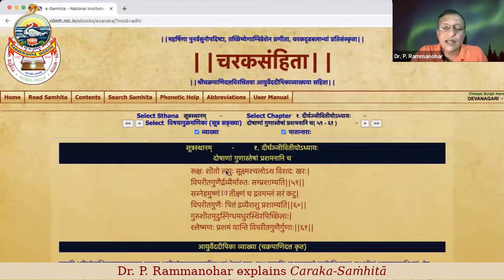So that is why we are studying these gunas. Rukshah sheeto laghu sukshmash chalo ashlakshno kharah vishadah, viparitair gunair dravyair marutah samprashamyati. When these gunas are mentioned, you can see sasneham ushnam tikshnam cha dravam amlam saram katu. So Pitta, and there's no clear overlap. Some gunas are opposite. So immediately we know that when we try to handle Vata, Pitta will get disturbed, or when you handle Kapha, Pitta will get disturbed. So the whole process of treatment is to find out dosha shamanam. Otherwise, only 3 or 4 herbs would have been necessary.